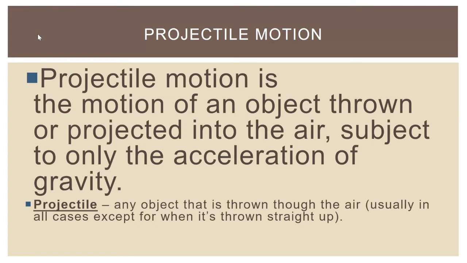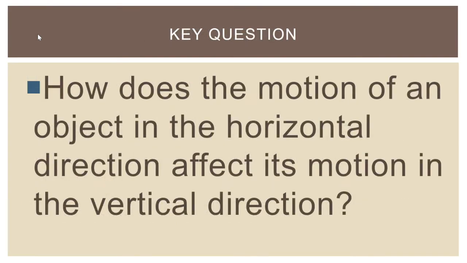And so, of course, now we have a super important question to ask. If an object is moving both horizontally and vertically, how does the motion of the object in the horizontal direction affect its motion in the vertical direction? This is one of the more important concepts for projectile motion. And of course, we can do an experiment to determine the answer to this question.